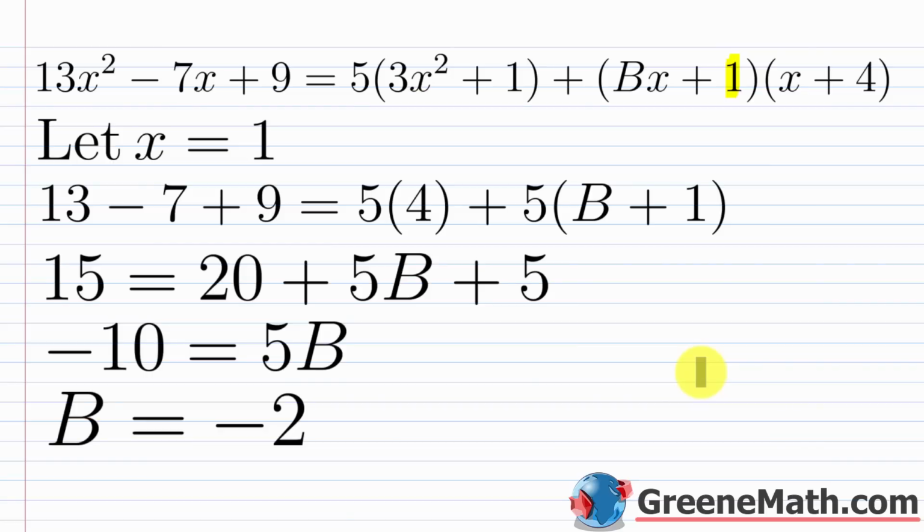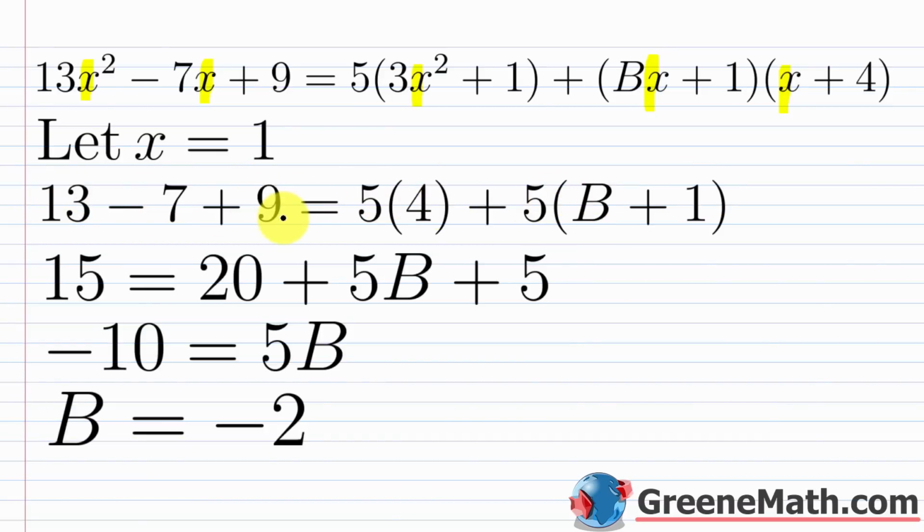Again, at this point, you can just pick a number that's not going to eliminate this guy. And I'm just going to pick the number 1 because it's easy to work with. So if we let x be equal to 1, plug that in there, and then there, and then there, and then let me get rid of this highlighting here, and then also here. So what you're going to get is 1 cubed minus 7 plus 9 is equal to 5 times 4 plus 5 times the quantity b plus 1.